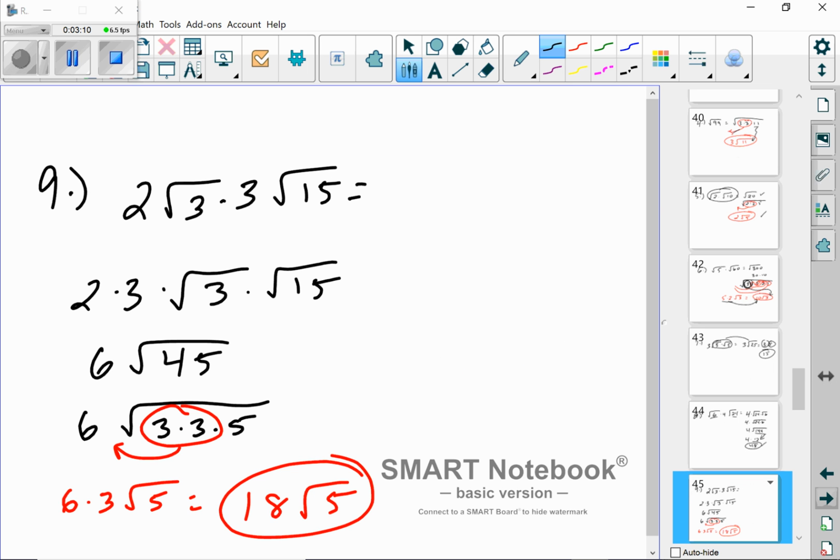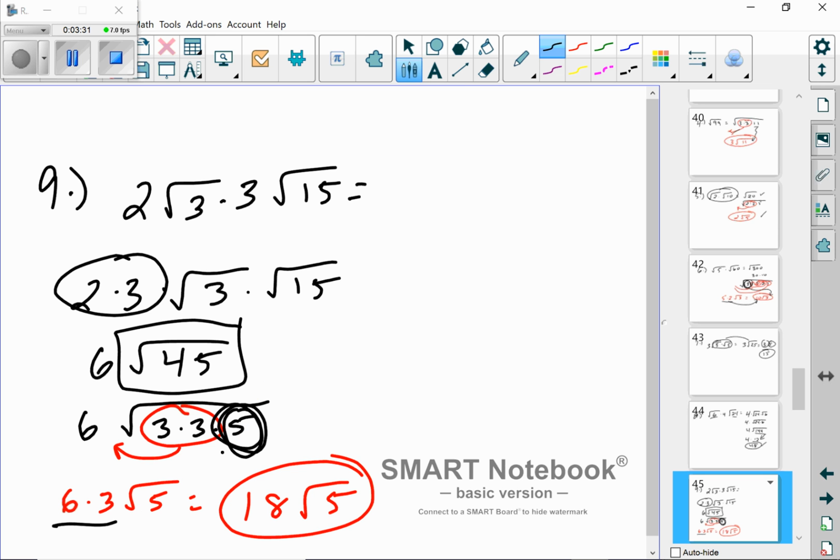Number 9. Again, change the order. 2 times 3 makes 6 out front. 3 times 5 is 15 inside. Then we need to check the number inside and make sure it can't be broken down. It can be broken down because there's a pair of 3's. So pull one of the 3's out with that 6. 6 times 3 is 18. The 5 is left over, so it stays under the radical sign. 18 square root of 5.